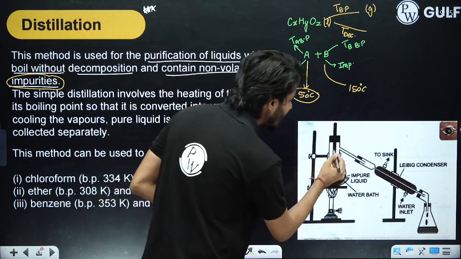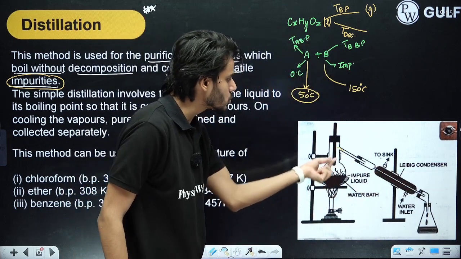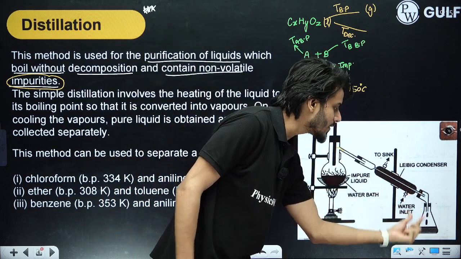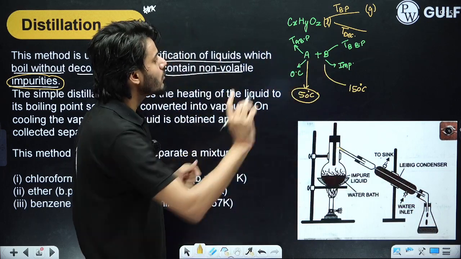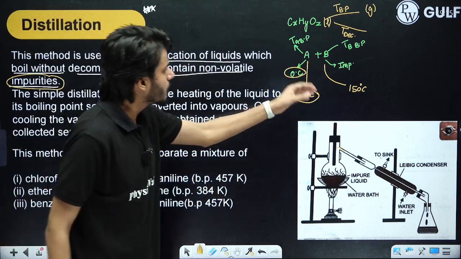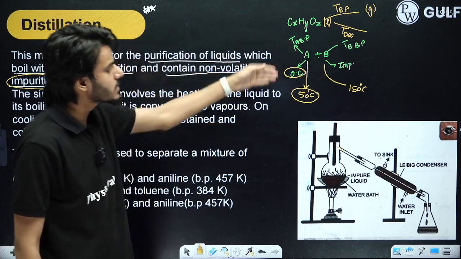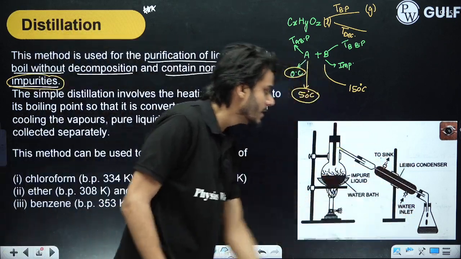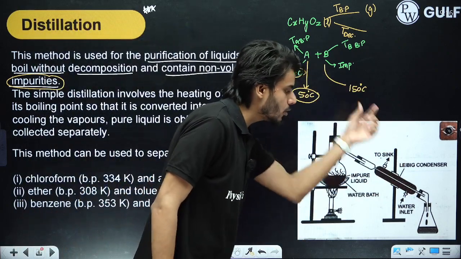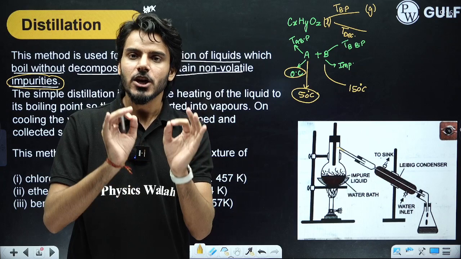You will collect it from here and pass it into the Liebig's condenser, and this condenser will help convert the vapors of A back into its liquid state, and we will have pure A. Let's suppose this is the organic compound. By this process, after some time we have the pure vapor of A, which is then condensed back into the liquid state, and until the temperature reaches 150 degrees Celsius, we will have pure liquid A. This is how you use the technique of distillation to purify your organic compounds.